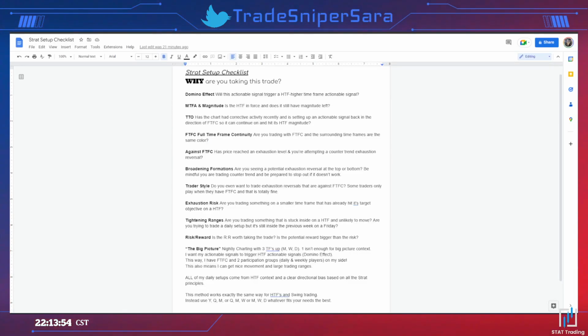And then full time frame continuity, just are you trading if you're bullish in a giant uptrend? And if you are, you don't want to take the strat short setups. You want to let those play out, and then you want to wait till you get a bullish strat setup, or vice versa if you're trading to the short side. And then you all know when things are at exhaustion.